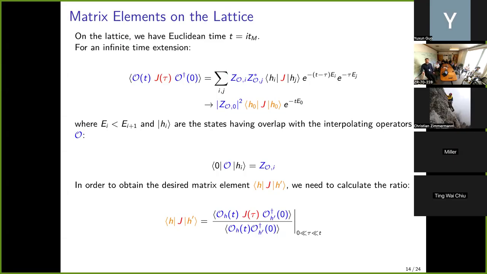Since you have eigenstates here, you can pull out the Hamiltonian, and this ends up in these exponentials, which fall off with increasing separation of the times. So if you make the time separations between these operators large enough, you're only left with the ground state. This is how it works on the lattice, basically. And if you want to isolate this matrix element, you have to divide by a so-called two-point function, which only involves the interpolating fields of the nucleon.